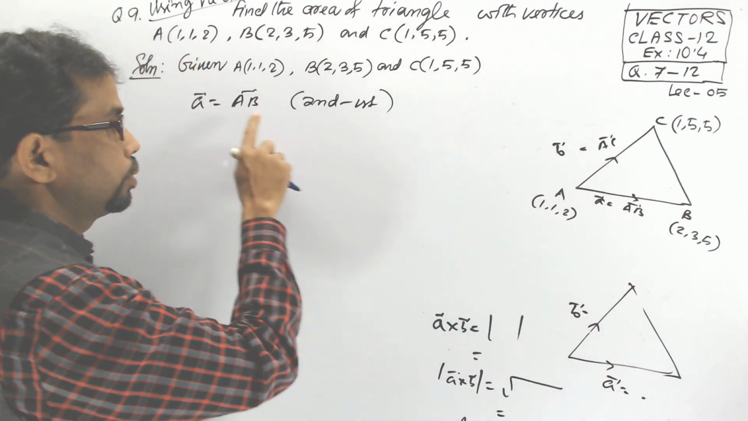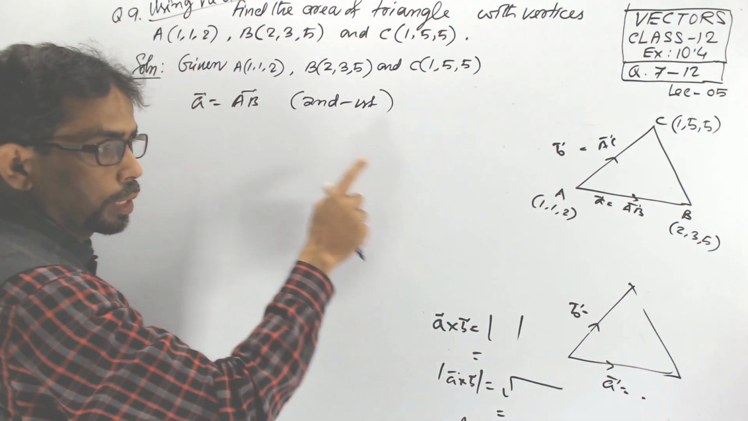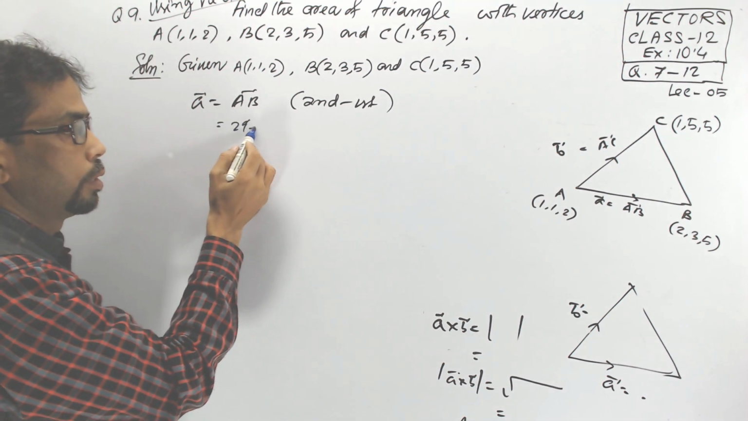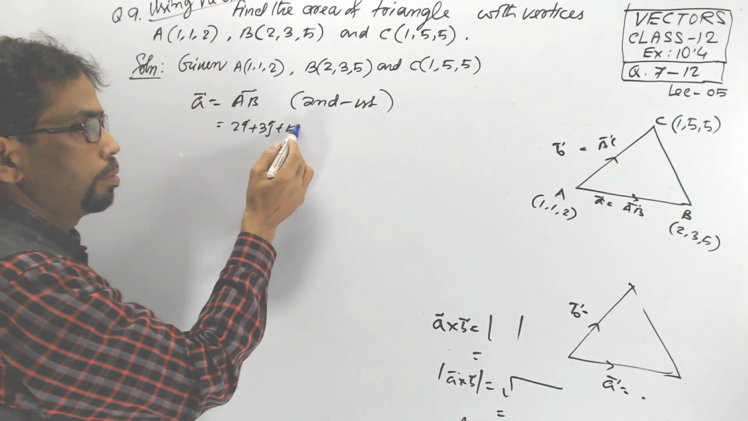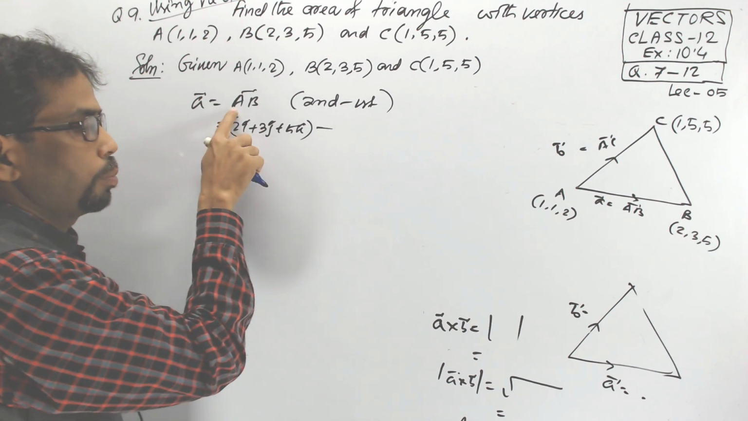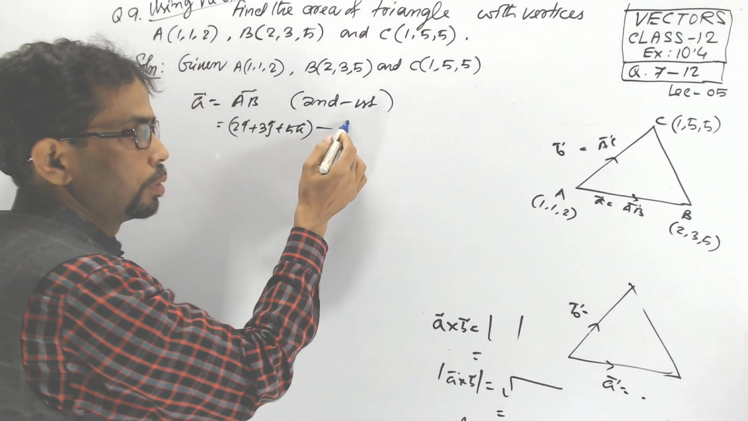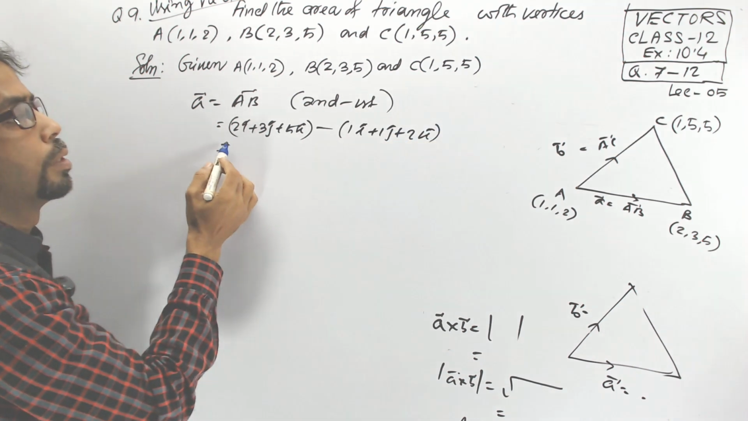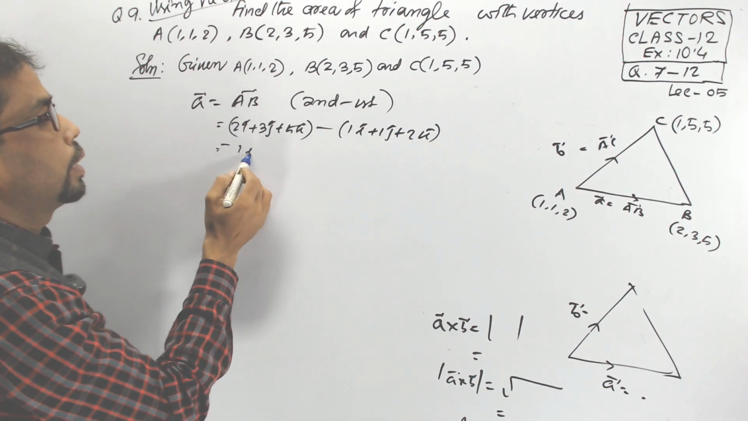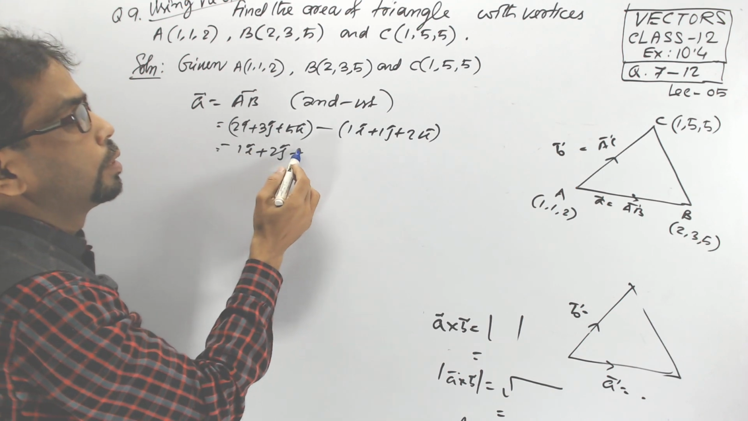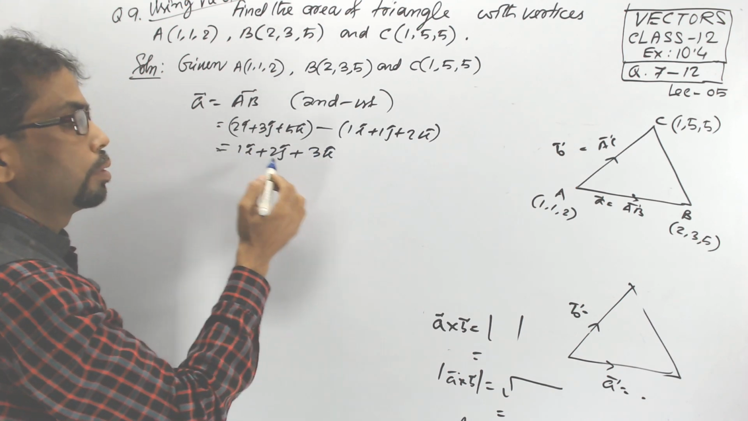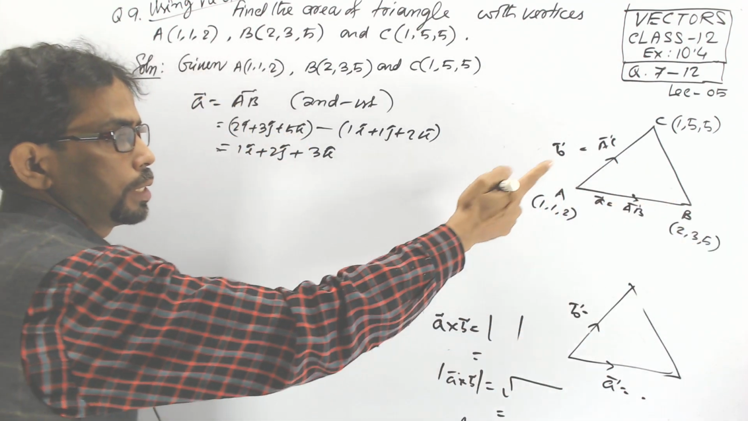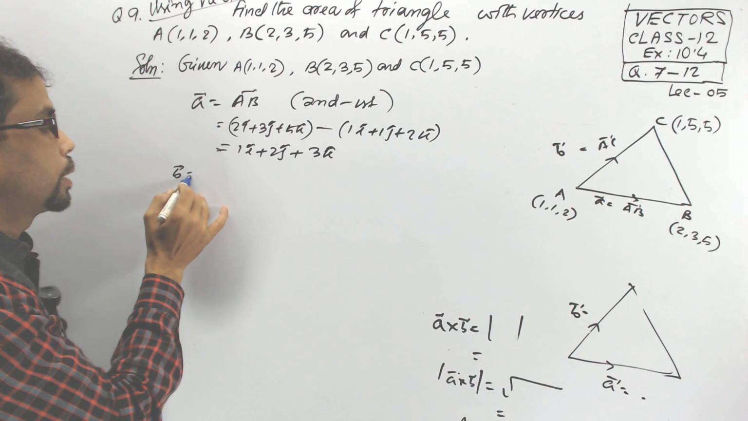So what is second here? We have to see the order of writing A and B. B is second, its position is 2, 3, 5. So we write in vectors 2i plus 3j plus 5k minus the first, point A, 1, 1, 2, that is 1i, 1j, 2k. Then 2 minus 1 is 1i, 2j and 3k. So I got vector A representing side AB, and then I have to find AC, representing it by vector B.